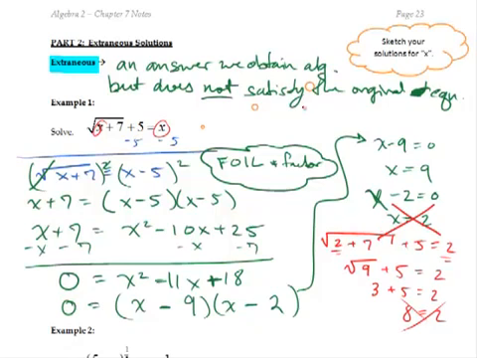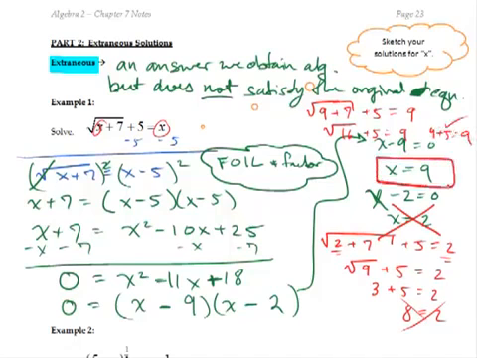Square root of 9 plus 7 plus 5, does that equal 9? Again, x in both places. So this is square root of 16 plus 5 equals 9. Square root of 16 will be 4 plus 5. Yes, that equals 9. Check. So this one is a good solution, a true solution.